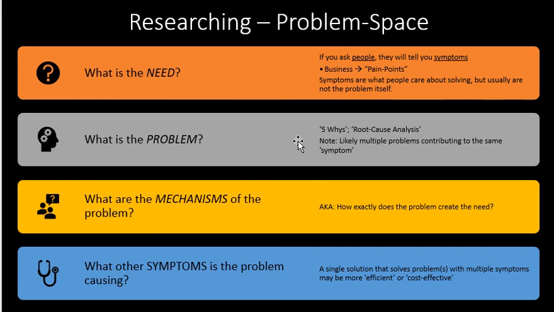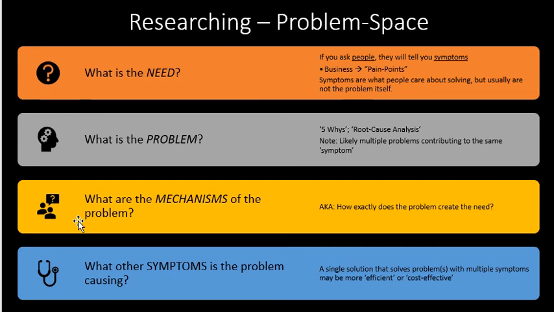Why do you have this problem? Okay, why do you have that problem? And you go back 5 times and it is said that you usually get to what is known as the root cause. And keep in mind that usually there are multiple problems contributing to the same symptoms. So when we're talking about astronauts being fatigued or sleep deprived, there's usually multiple underlying reasons or underlying problems behind that individual symptom.